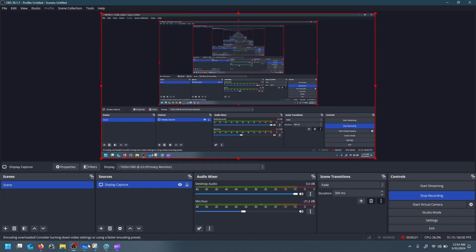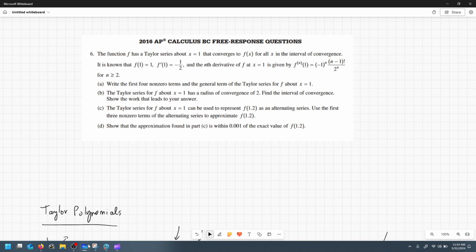Looking at number 6, we have f is the Taylor series. The series just means the polynomial goes on for an infinite number of terms. It's about x equals 1, so that's where we're centered. So keep in mind that all of our c values then are going to equal 1 in our formula. It converges to f of x. That just means if you add up the infinite number of terms, it will be equal to f of x. Don't worry about the interval of convergence. That's coming in our next lesson.